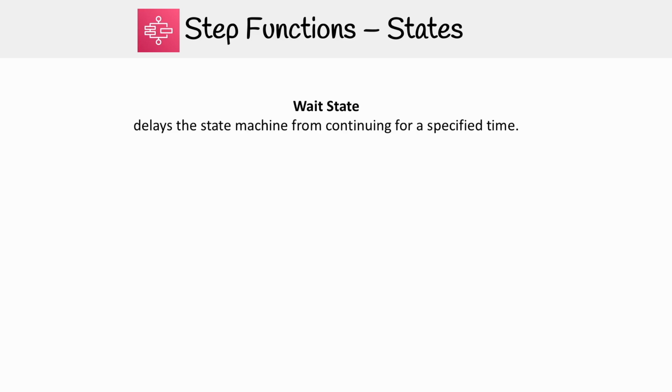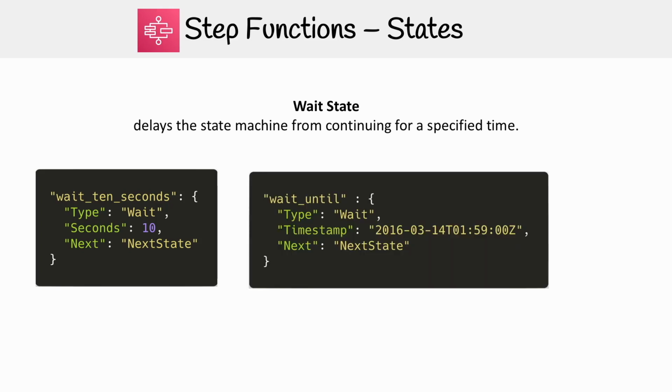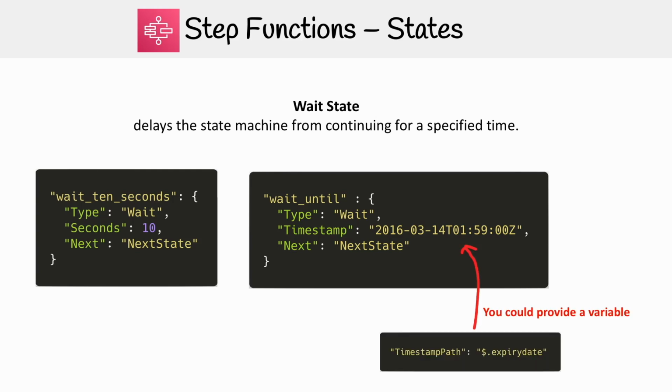Then we'll take a look at the wait state, and this delays the state machine for a specific period of time that you specify. So here's one case where we say wait 10 seconds before moving to the next state, and then there's wait until, so wait until this exact time. And if you're wondering, you do not necessarily have to provide a hard-coded value. You can pass in a variable using the timestamp path, which will access it from the input.